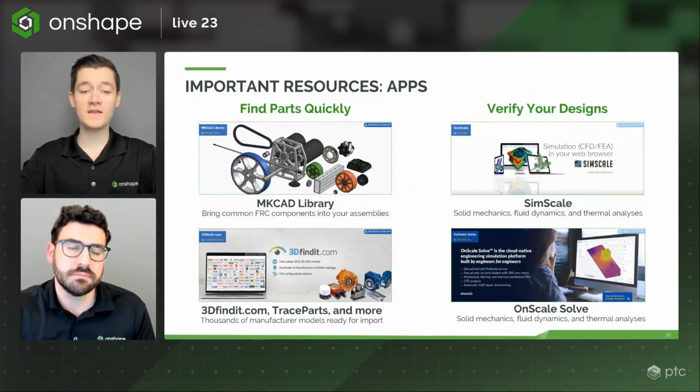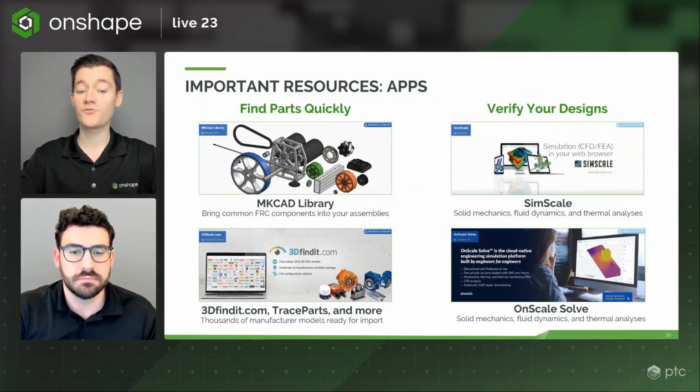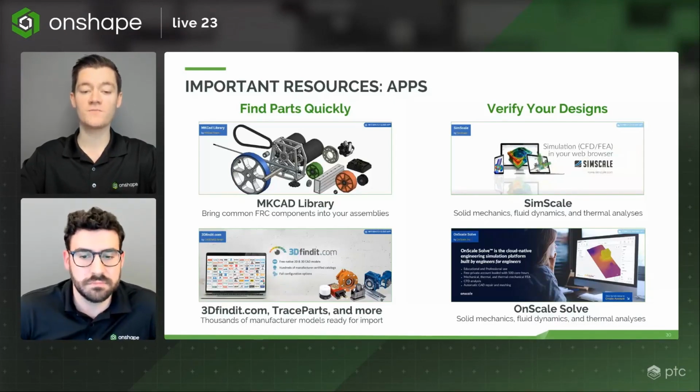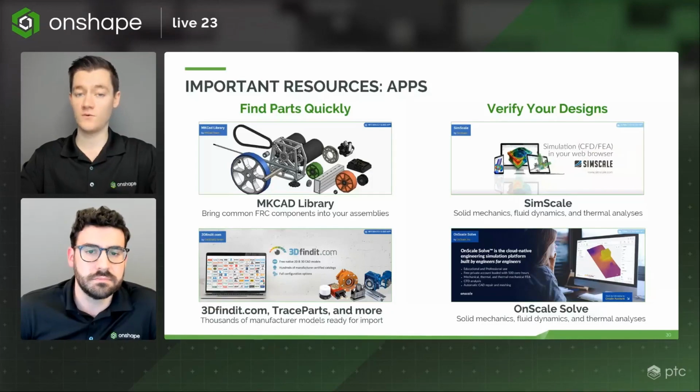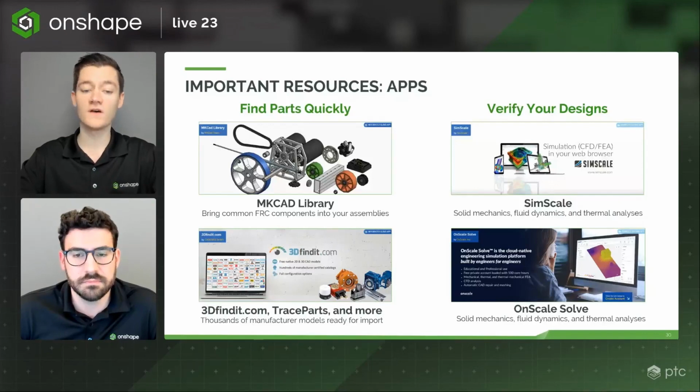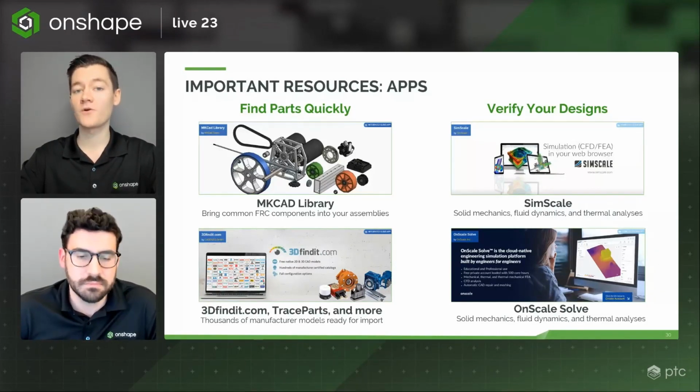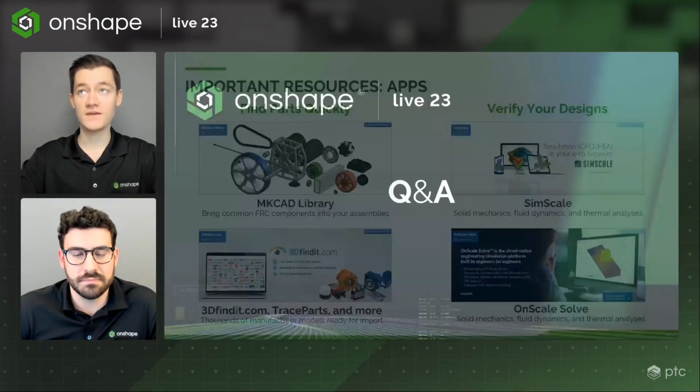Onshape also has a huge variety of partner apps that can really help when creating or verifying your designs. So apps like the MKCAD library or 3dfindit.com make it really easy to find and assemble a huge number of common off-the-shelf components, which saves you a ton of time because you don't have to dig around supplier websites for CAD files. And if you're looking to verify your design, apps like SimScale or OnScale Solve will allow you to use your Onshape models for solid mechanics, fluid dynamics, thermal analyses, whatever you may need, depending on what your competition requires. All right. With that, I think it's time for some Q&A.